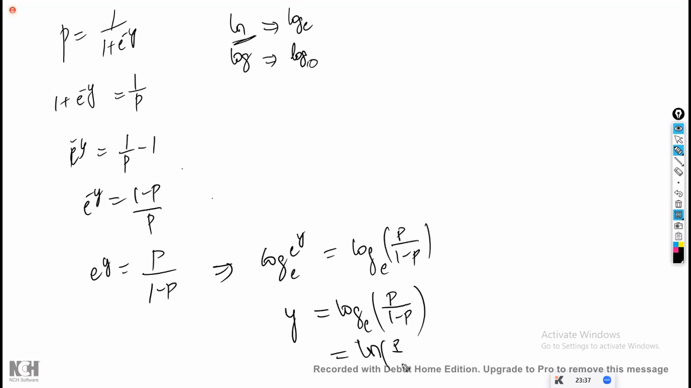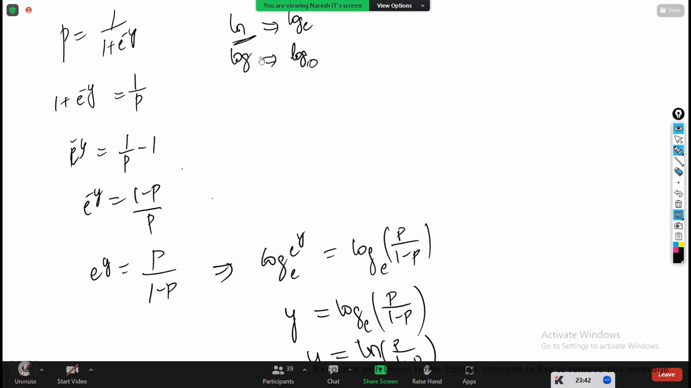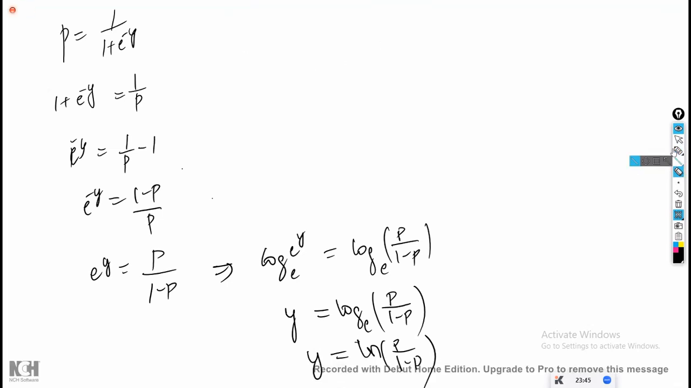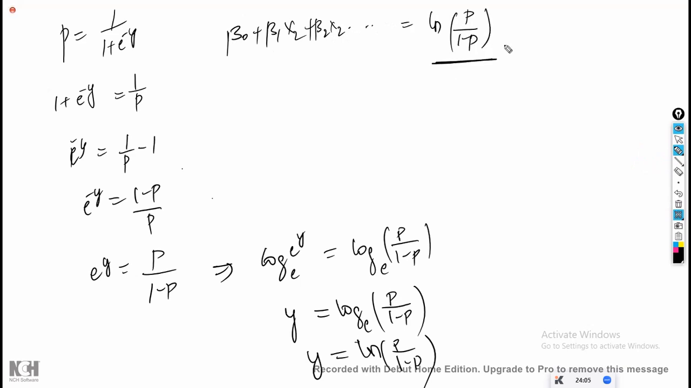Now P divided by 1 minus P. This is our Y. Now what is meant by Y? Y is nothing but your linear regression, that is beta naught plus beta 1 x plus beta 2 x2 plus whatever the equation you are having, which is equal to ln of P divided by 1 minus P. So this is called the logit function. This is the logit function, meaning logistic regression. Out of logistic regression, the first word logistic is there, right? That meaning is this one.